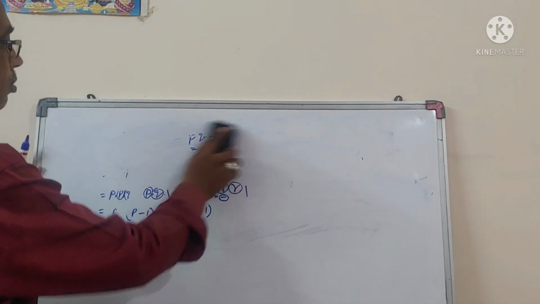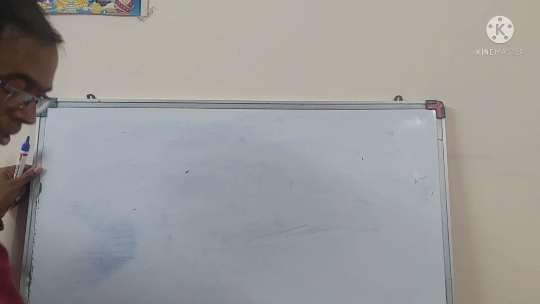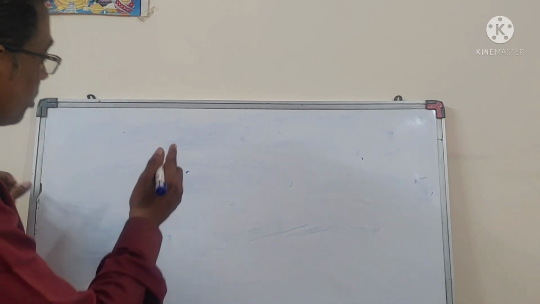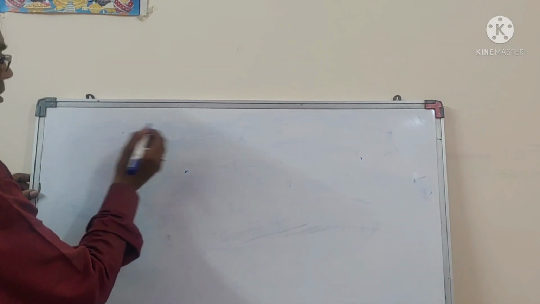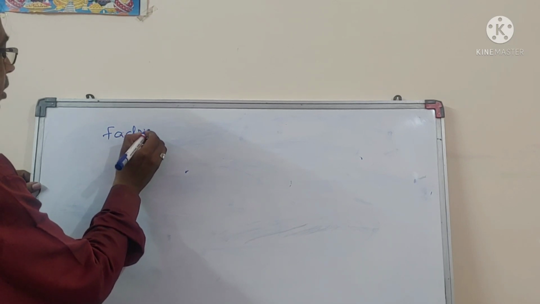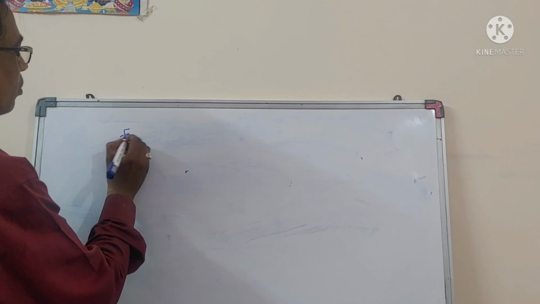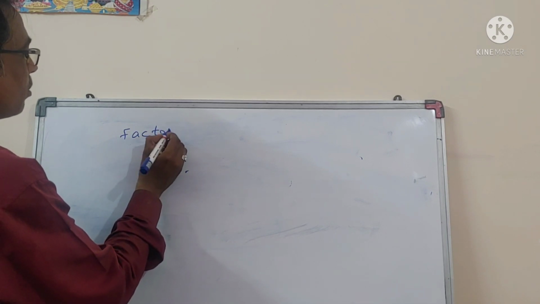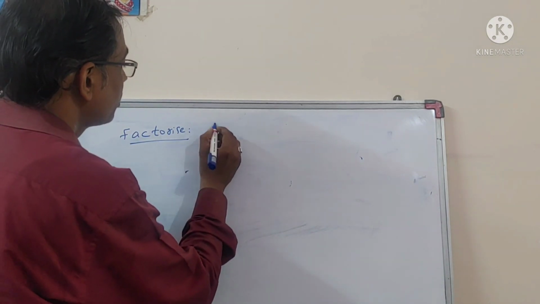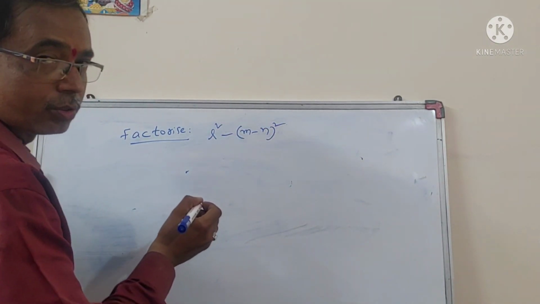Next we have some more. L square minus, all are factorization only, so I am writing simply the practice sums directly. I'm not writing the question here. Factorize: which one is that? L square minus (m minus n) whole square.